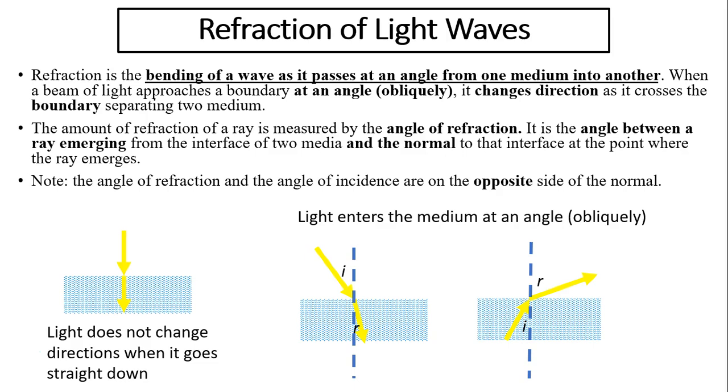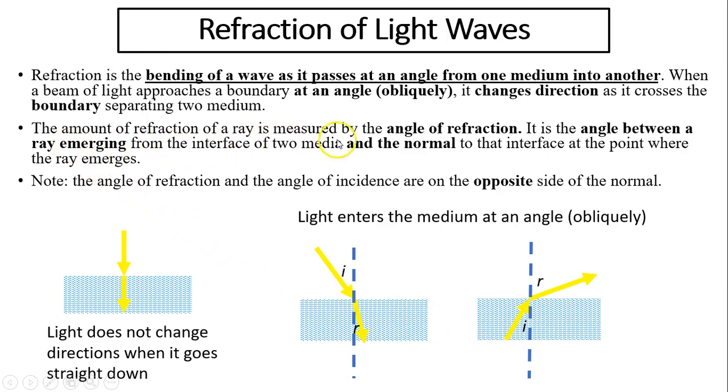Refraction of light waves. Refraction is the bending of a wave as it passes at an angle from one medium to another. When a beam of light approaches the boundary at an angle, we also call that obliquely, it changes directions as it crosses the boundary separating the two media. The diagram shows the light entering a boundary obliquely.